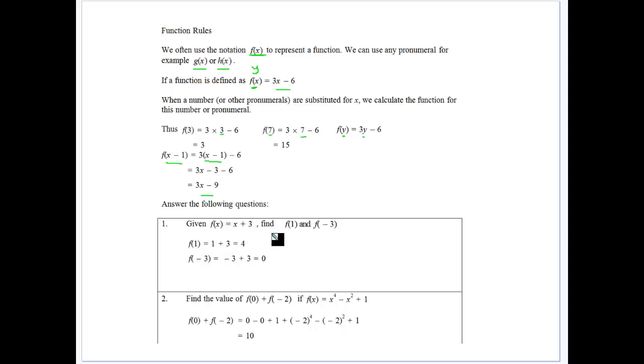Function of x is x plus 3. So find the function of 1, function of minus 3. Sub in 1, so 1 plus 3 is 4. Sub in minus 3. Minus 3 plus 3 is 0. So that's what we're getting there.